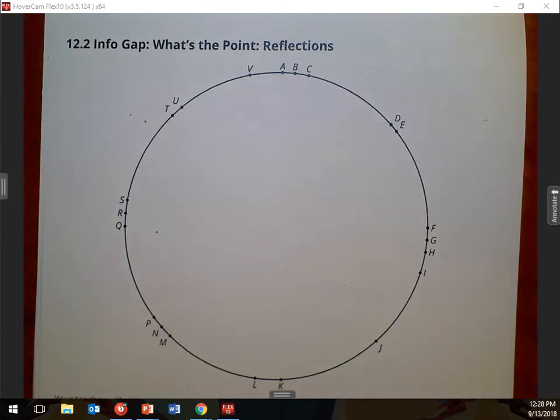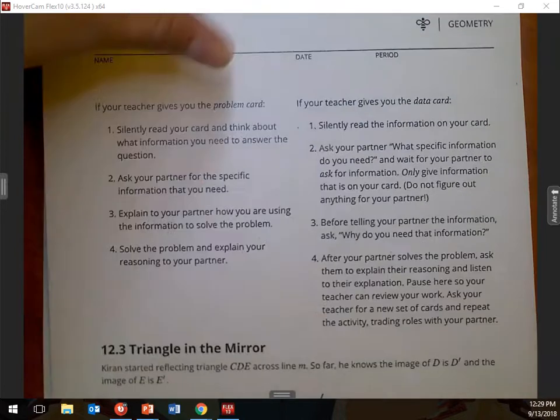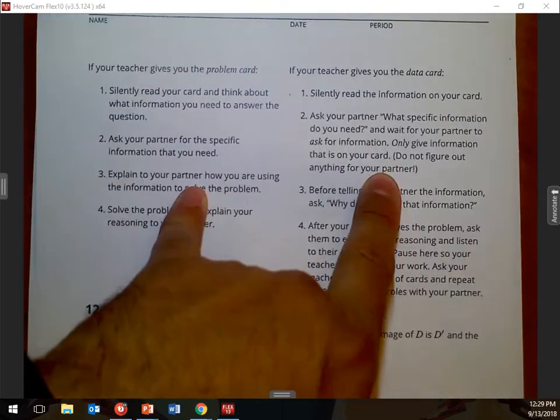Okay, the problem card says several points have been reflected across a line that goes through 2 points. What is the line of reflection? Now, remember, we use the patty paper to do these. So, you and your partner are actually going to ask each other questions according to what you got right here.